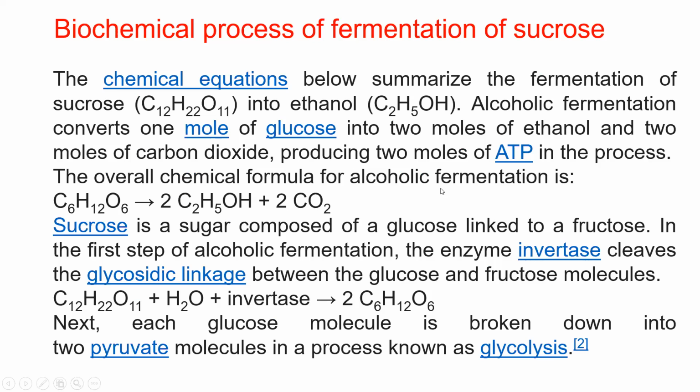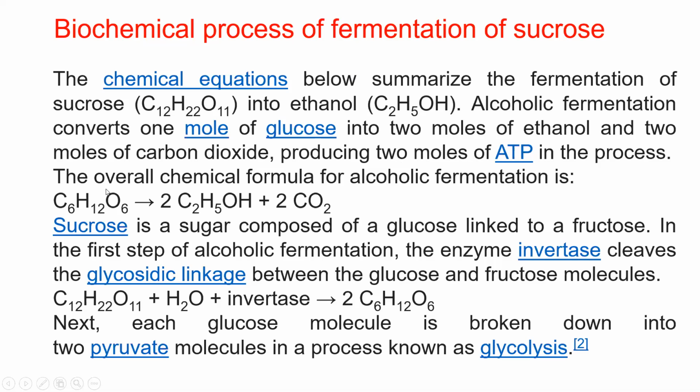But sucrose is present in the cane sugar, and the chemical equation which undergoes fermentation of sucrose, C12H22O11, gives ethanol, that is C2H5OH. So here you will get glucose and 2 moles of ethanol and 2 moles of carbon dioxide, producing 2 moles of ATP molecules. So you will get 2 ATP molecules in this process of fermentation of sucrose.